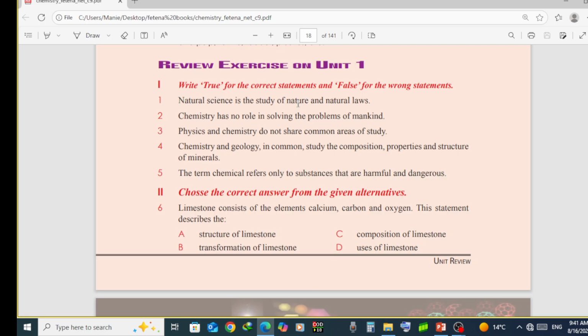Question number 1. Natural science is the study of nature and natural laws. Is that true or false?